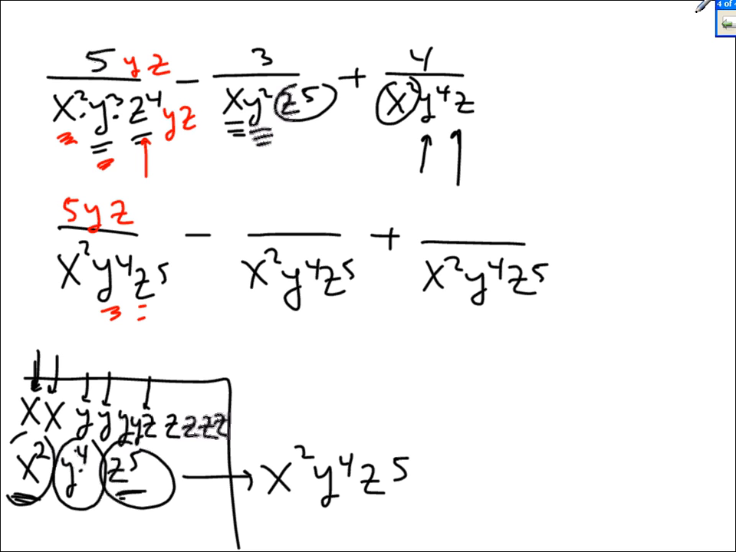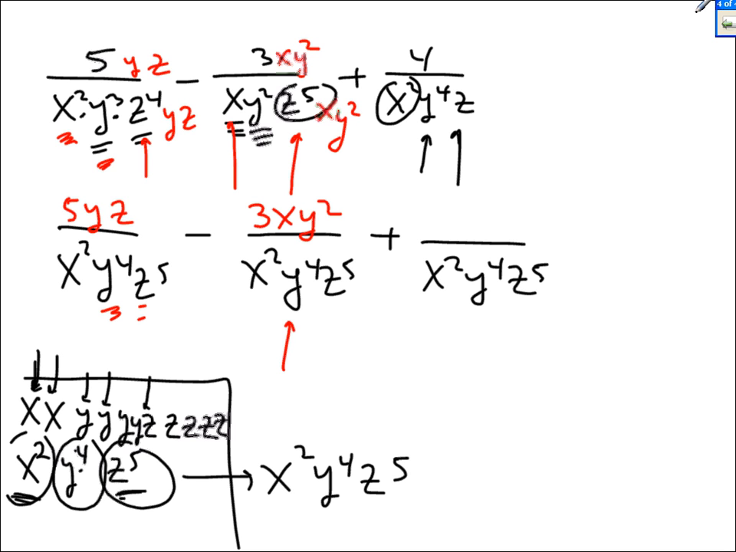Okay, for this denominator, well, I need x squared. I only have x. So I multiply top and bottom by x. I need y to the 4th. I only have y squared. So I multiply by another y squared. And I need z to the 5th, which I have. So it's minus 3x y squared for the numerator.